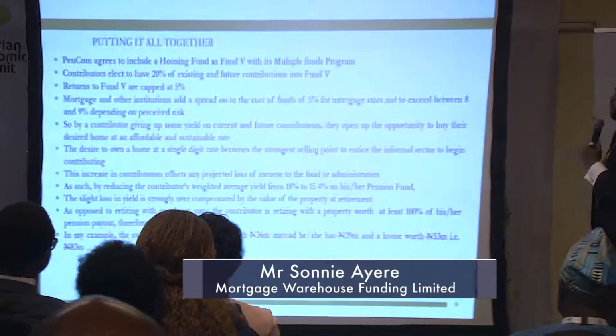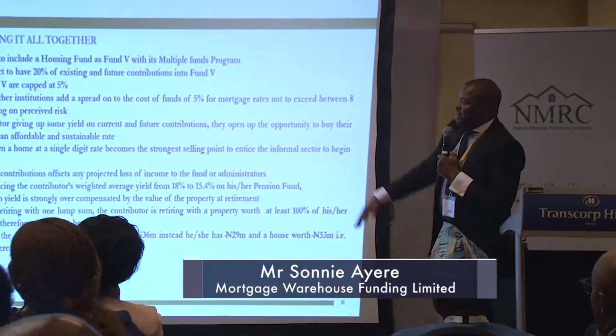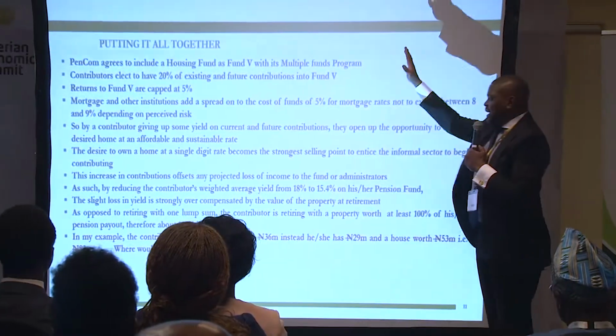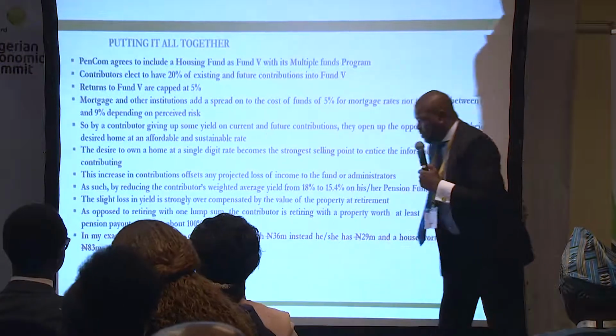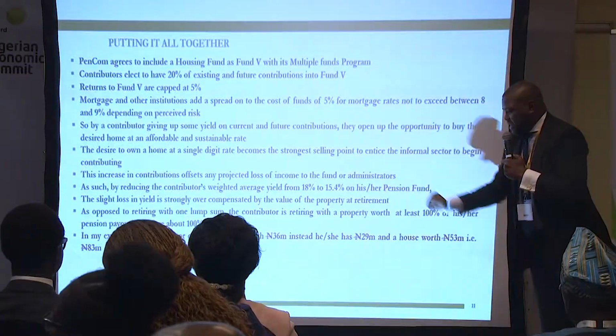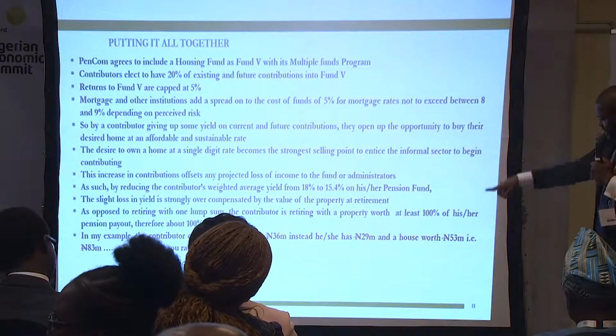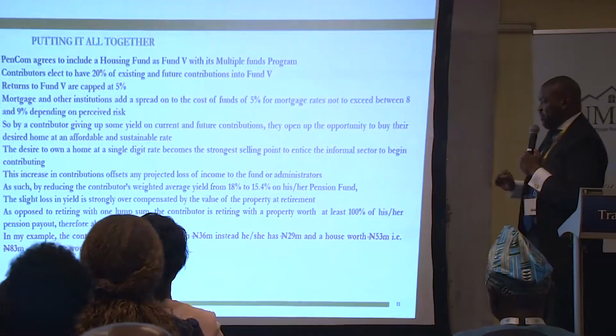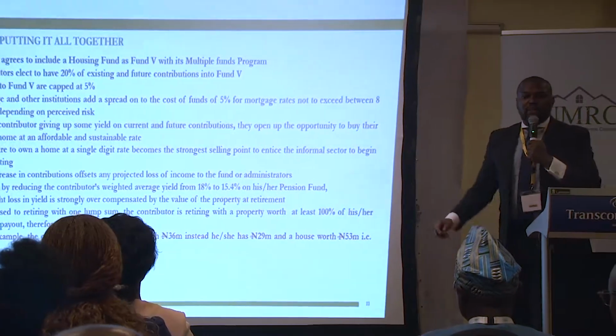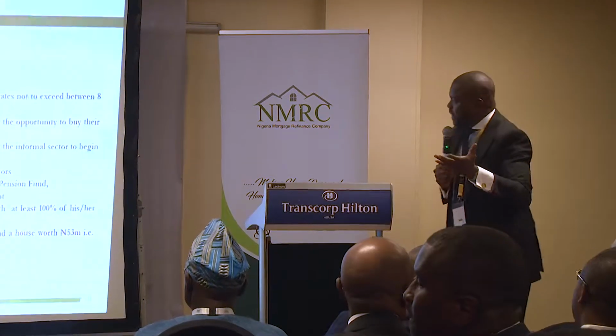Next slide. So we put it all together, which I'm not going to go through the whole thing. My question is that in my example, the contributor could have retired with 36 million instead. He or she has 29 million and a house worth 33. What would you rather be, sir? And the beauty about it is what?